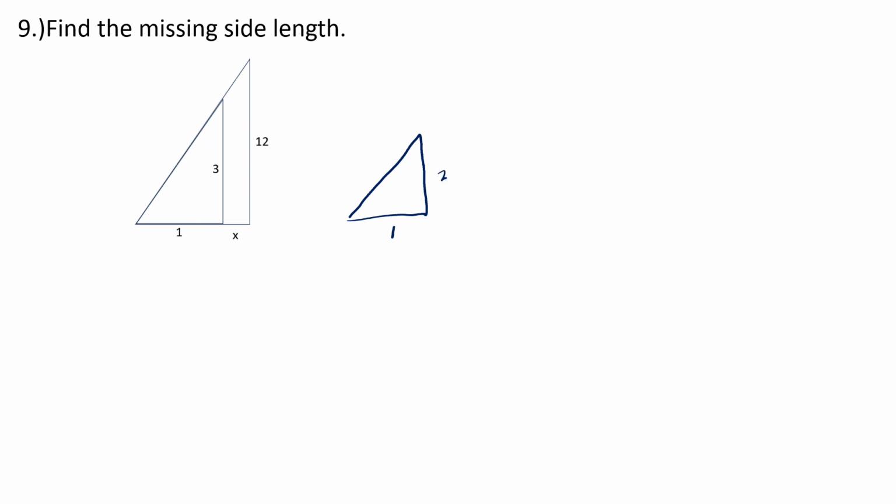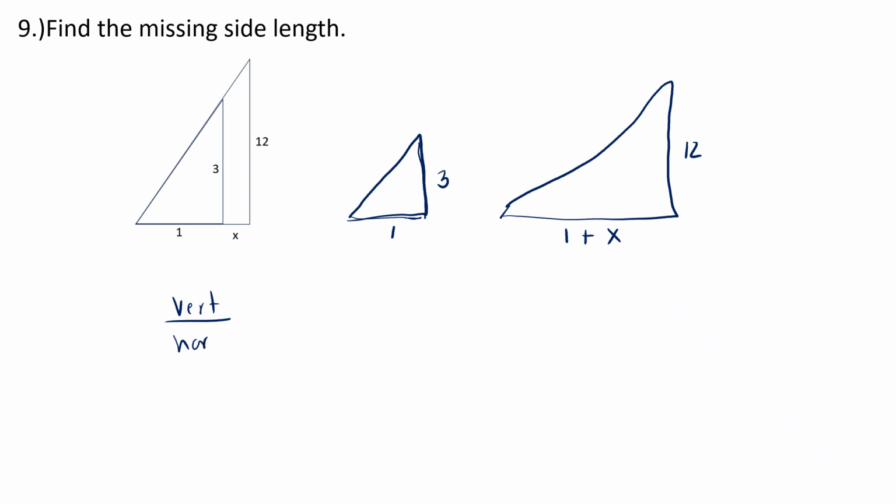So we have the smaller triangle, which has a vertical piece of 3 and a horizontal piece of 1. And then the larger triangle, which has that height of 12, and this is actually 1 plus x. Okay. And so we can decide how we want to do this. I'm going to do vertical over horizontal, but you can do either. And the ratio of vertical to horizontal in the small triangle, which is 3 to 1, will also be the ratio in the big triangle, which would be 12 to 1 plus x.